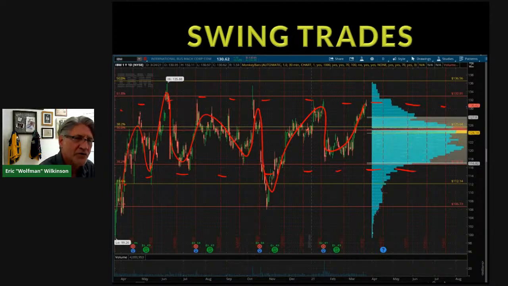So ultimately, what we're trying to do is then find our pattern, right? It looks like we've got a bit of a topping pattern. If you zoom in on that, we've got a hammer doji at the top of a move.